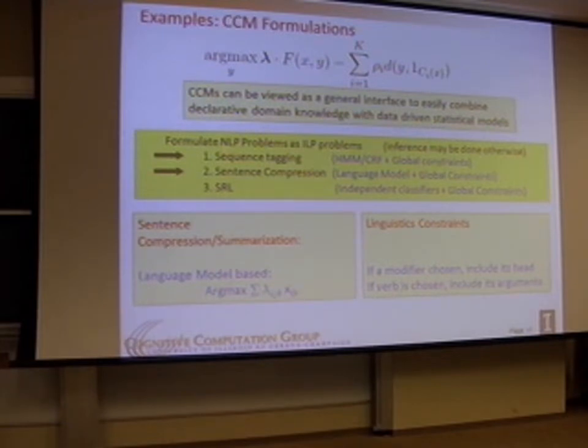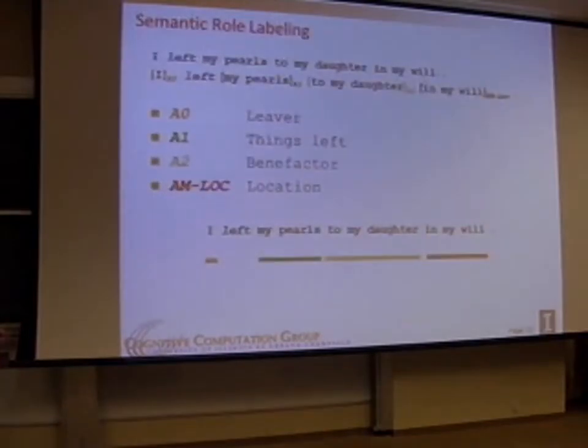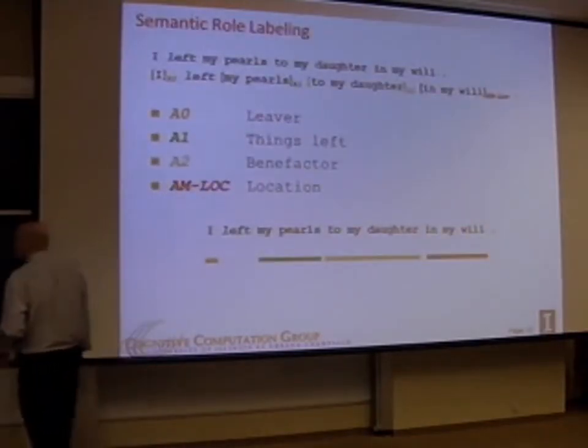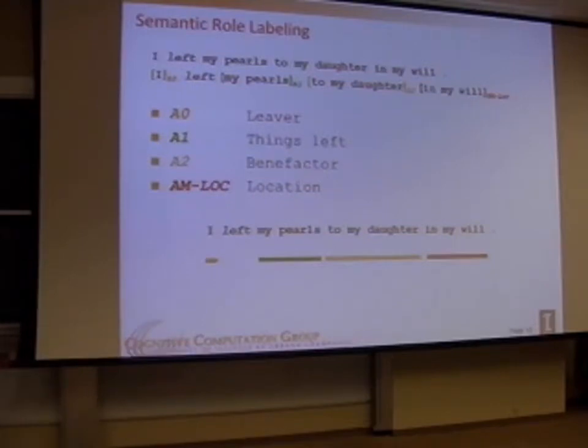My third model is going to be semantic role labeling, where the model is going to be just a bank of classifiers learned independently, and I'm going to impose some global constraints. So I'm going to give a little bit more details on this. I assume all of you know semantic role labeling, so here's an example of what I mean by semantic role labeling for the people that don't know.